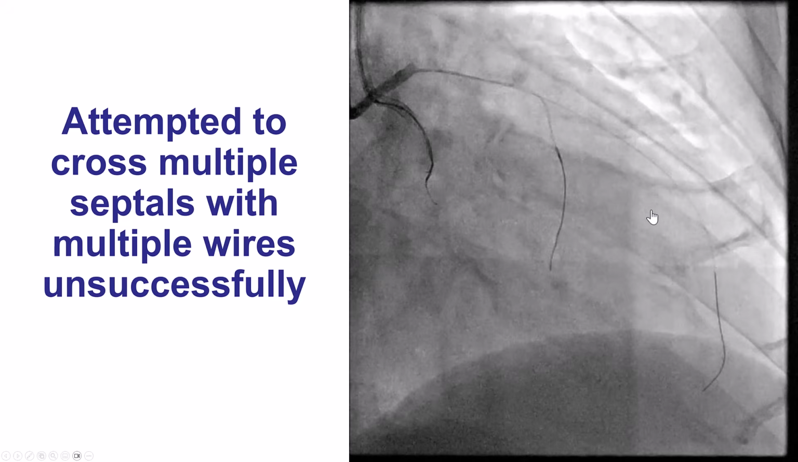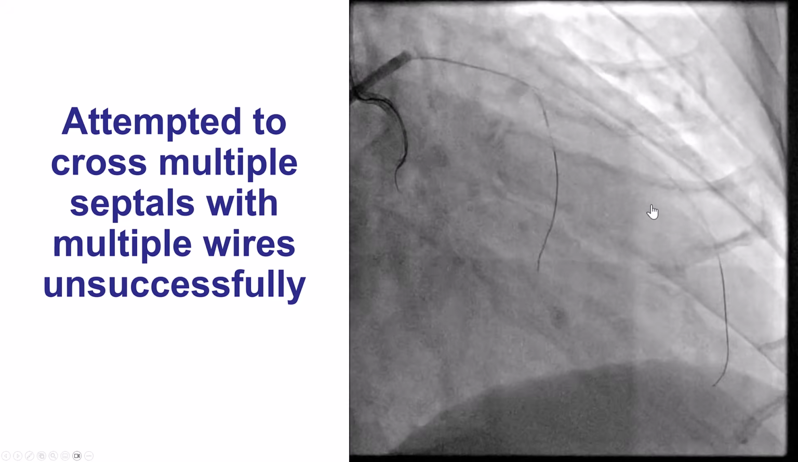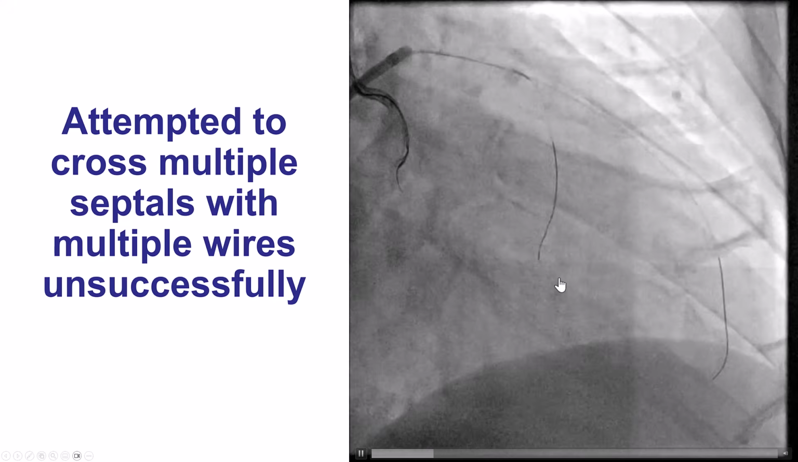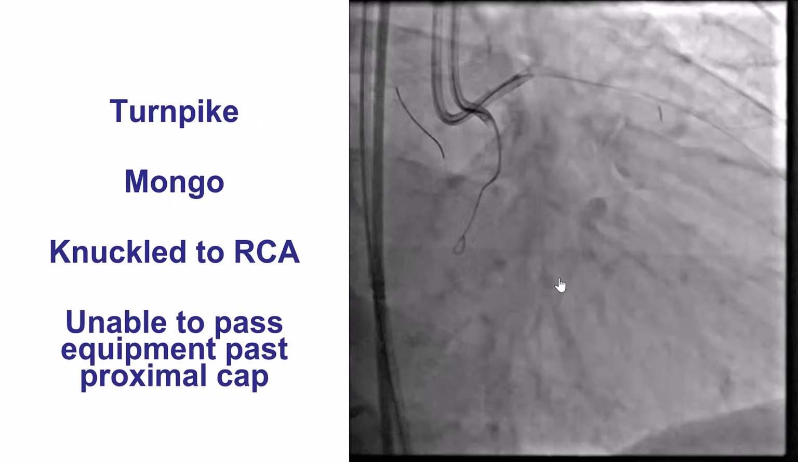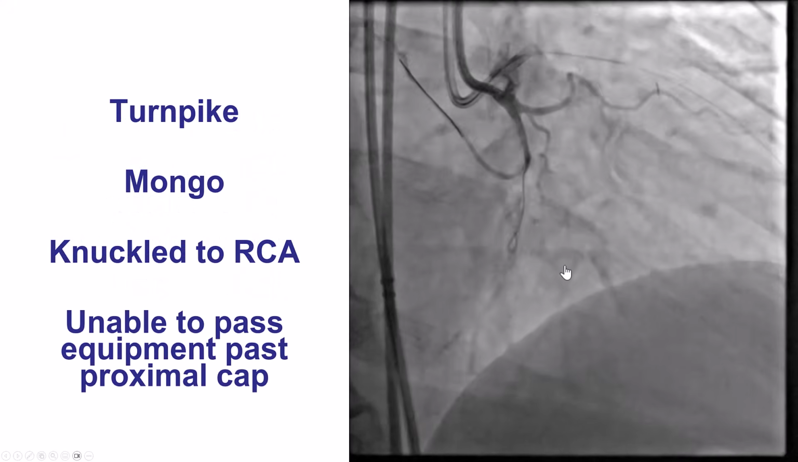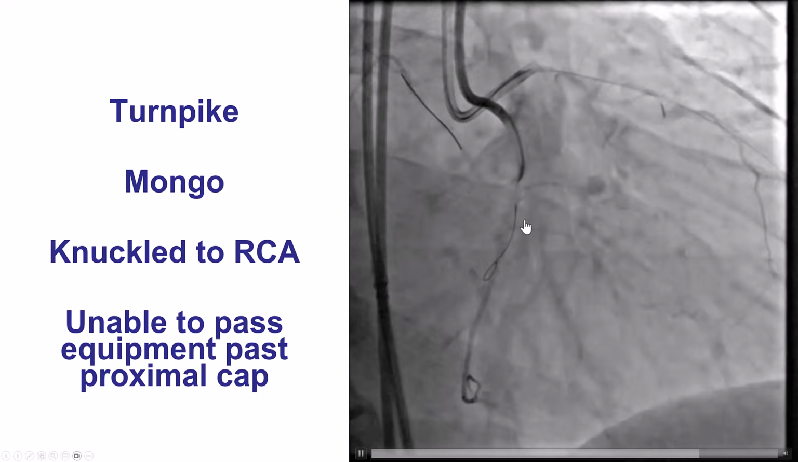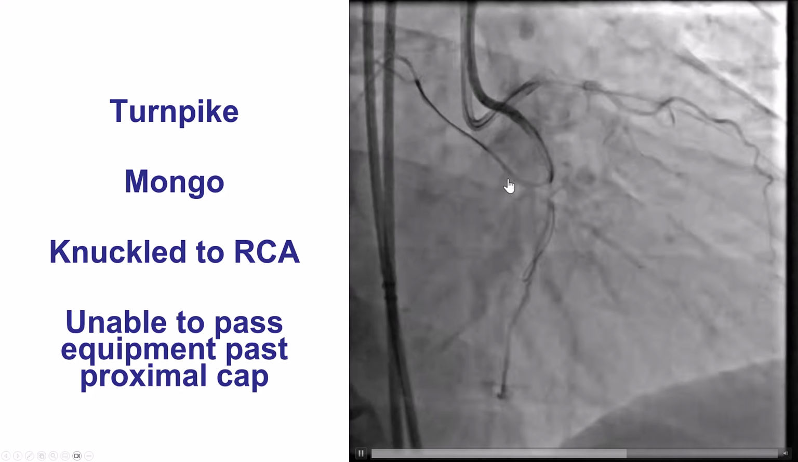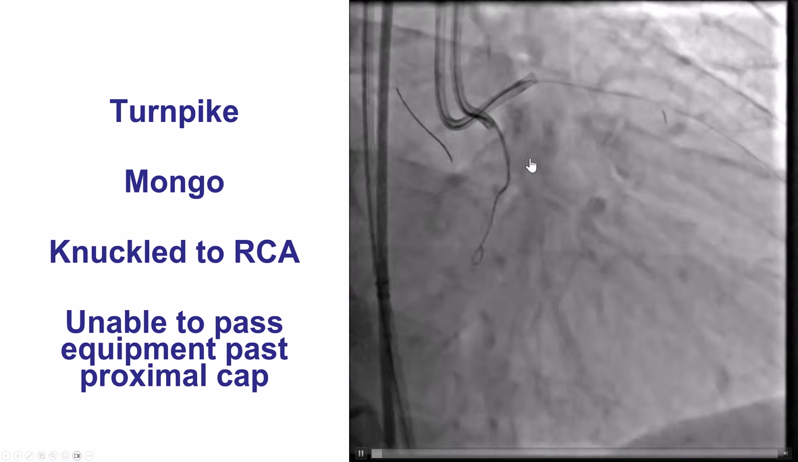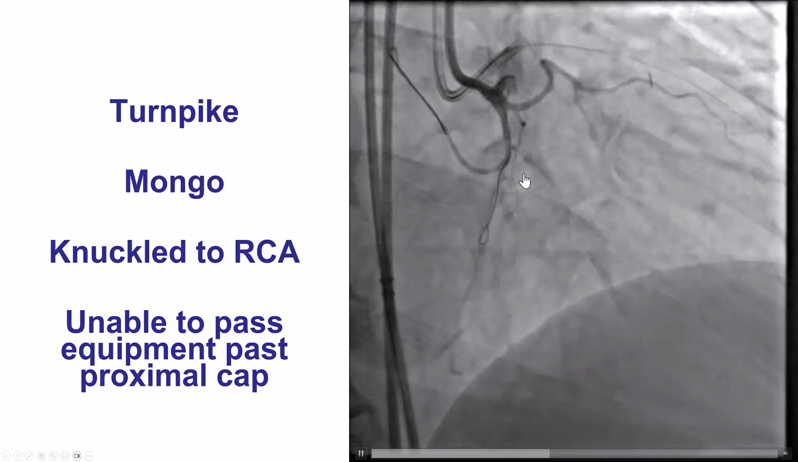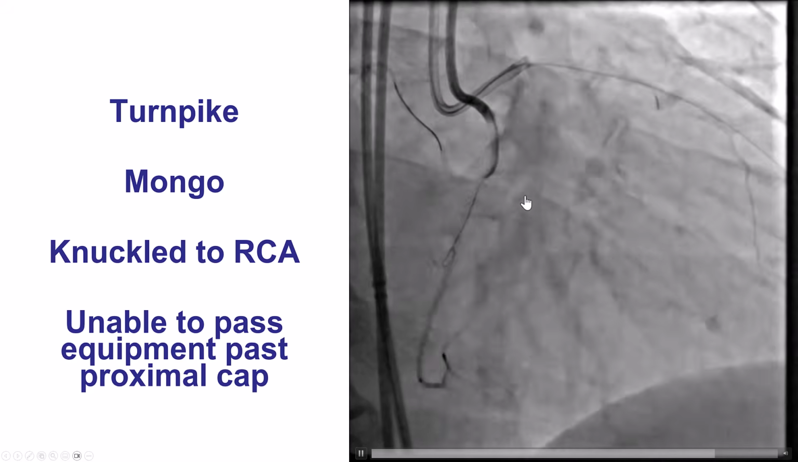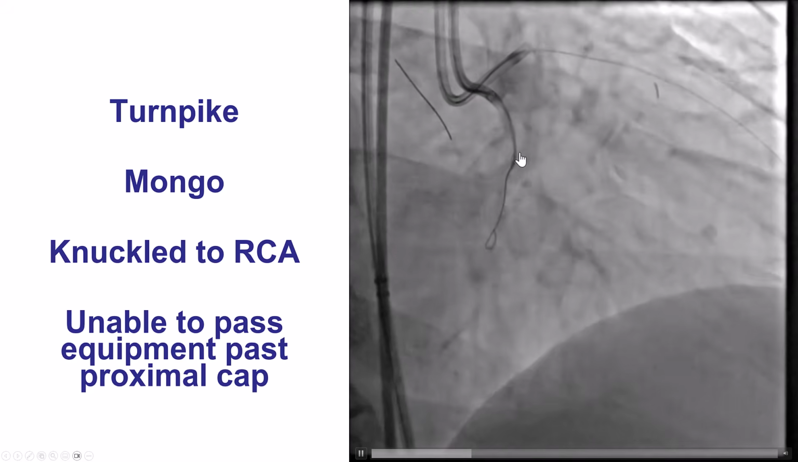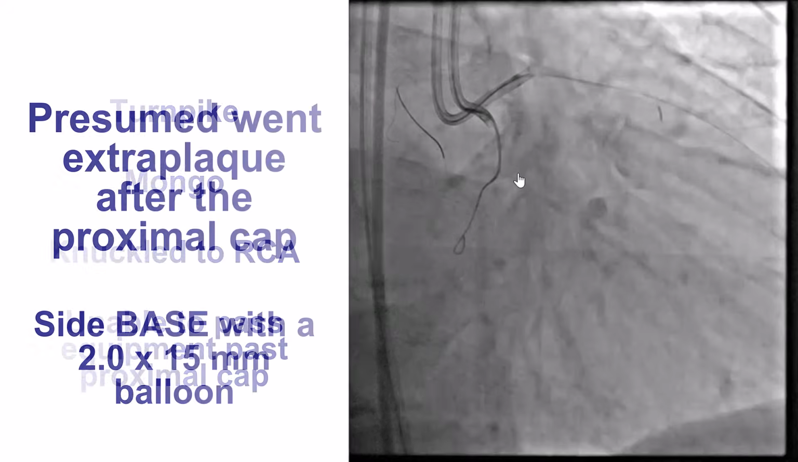Following the failure of antegrade wiring, we tried retrograde. We tried several septals and surfed, but we were not able to get into the PDA. After this, we decided to go back to the antegrade, and we were able to knuckle a Mongo wire to the right coronary artery, but we still could not get anything to go, including a microcatheter and small balloons, past the proximal cap, which is likely due to the heavy calcification of the proximal cap.